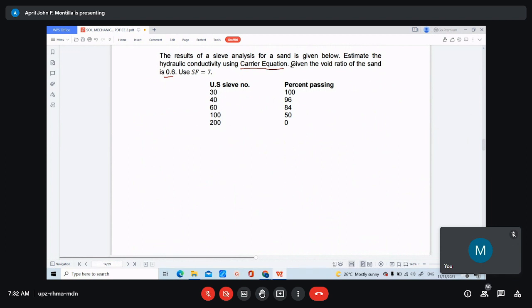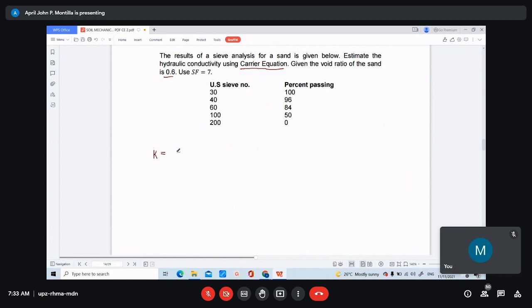Pero, kahit na hindi binanggit na Carrier equation, dapat ma-analyze nyo na Carrier equation lang yung pwede nyong gamitin for this type of problem. Dahil yung Carrier equation lang ang may parameters wherein gagamitin natin yung result ng sieve analysis natin. Ano ba yung Carrier equation natin?